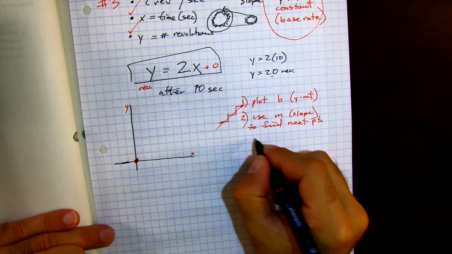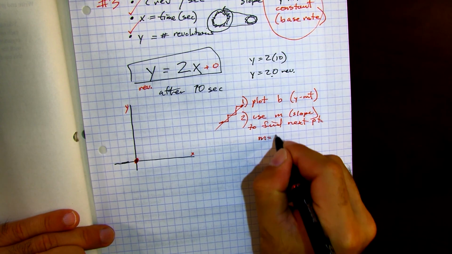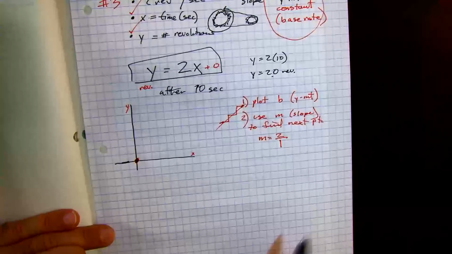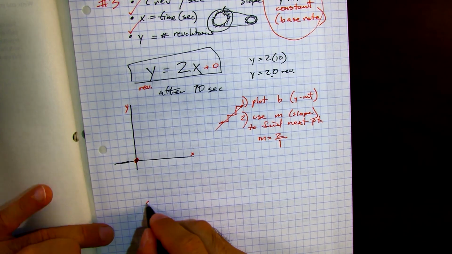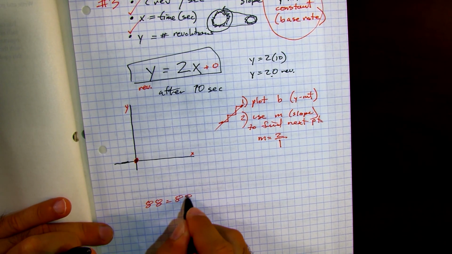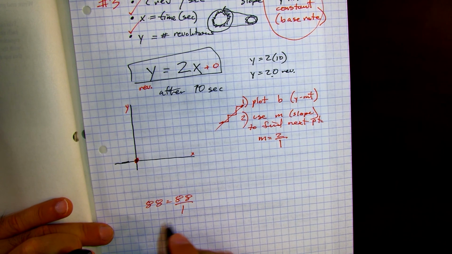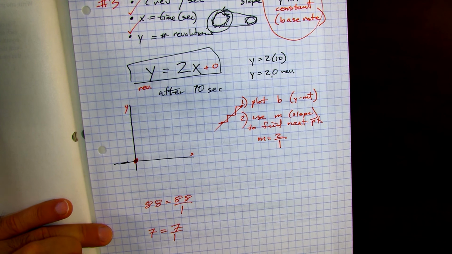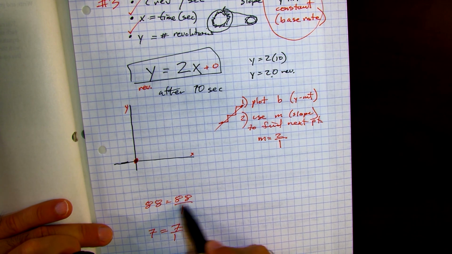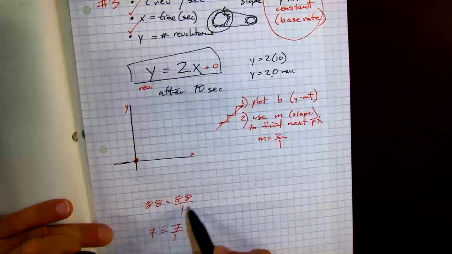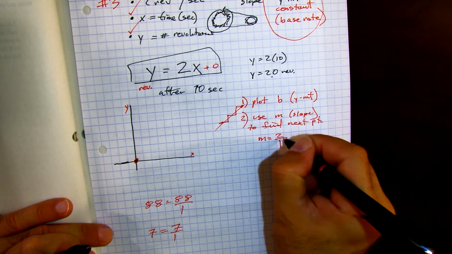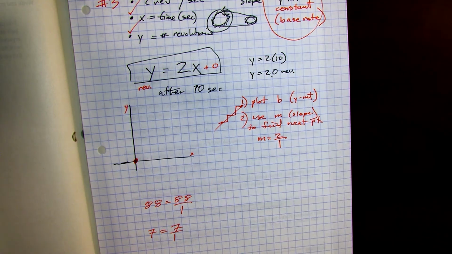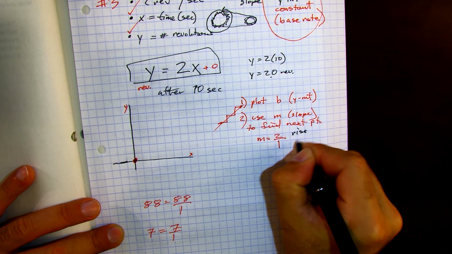Our slope is 2. We know that a slope of 2 is 2 over 1, right? 88 is 88 over 1. 7 is 7 over 1. A whole number is always over 1 because a fraction is a division problem. 88 divided by 1 is 88. So we can look at that as 2 over 1. So it is rise over run.